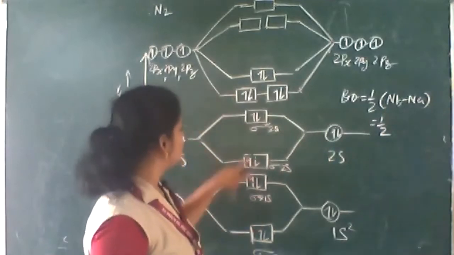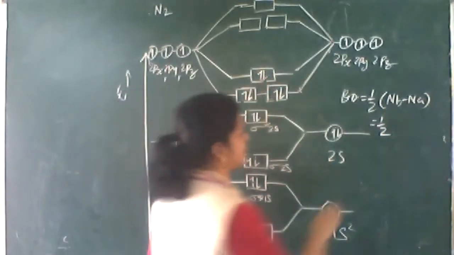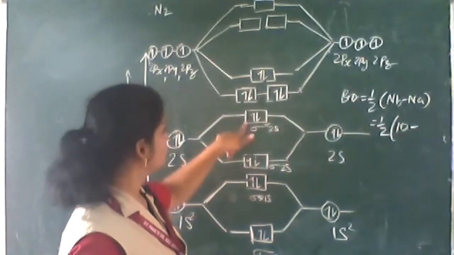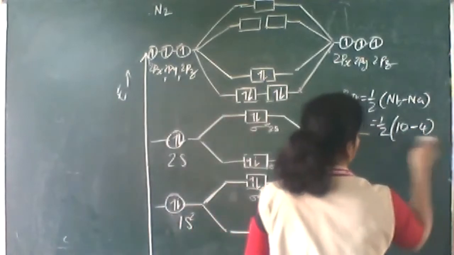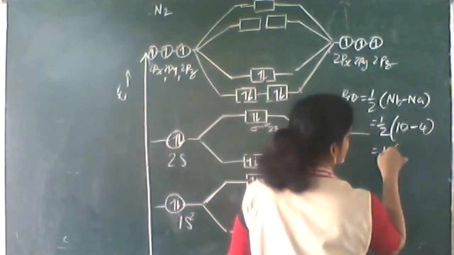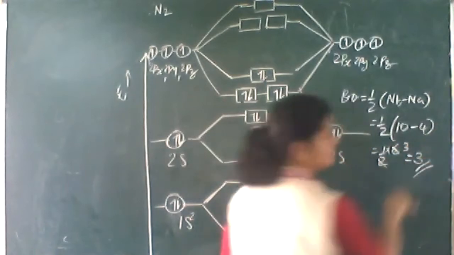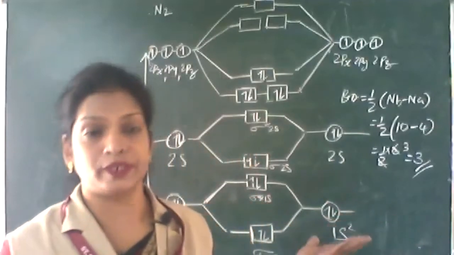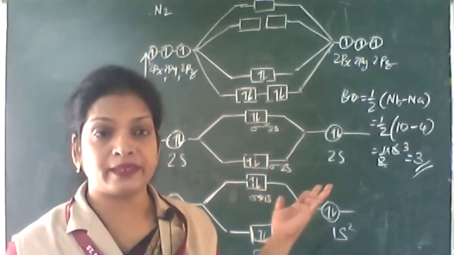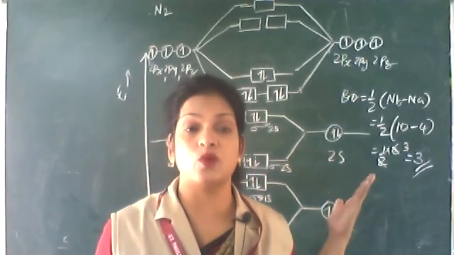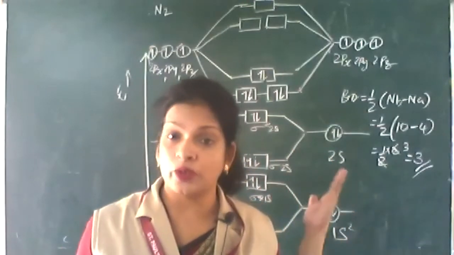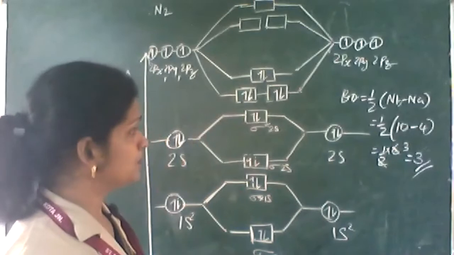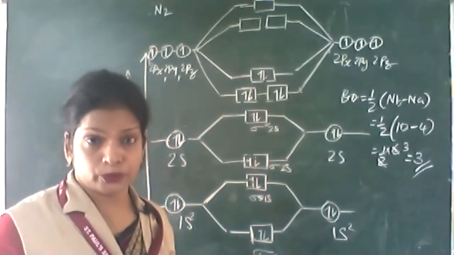Calculate 2, 4, 6, 8, 10, minus Na. What is Na? 2, 4. So half into 6, that is 3, means there are 3 bonds between N2. We already know that the bond order of N2 is 3. It is very difficult to break that bond. 946 kilojoules of energy is required to break that bond. Bond order is 3. We have already learned bond order. So this is N2. Now next is O2.